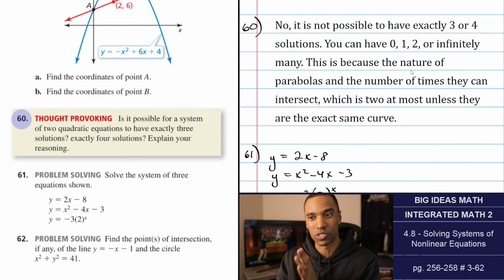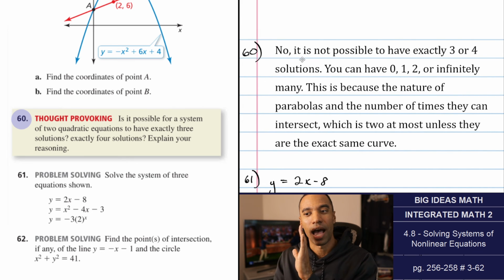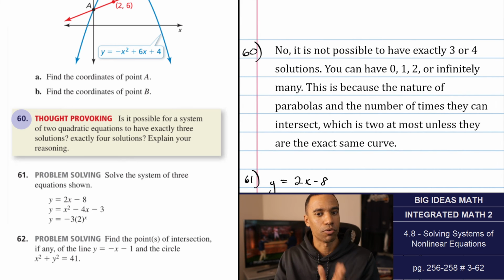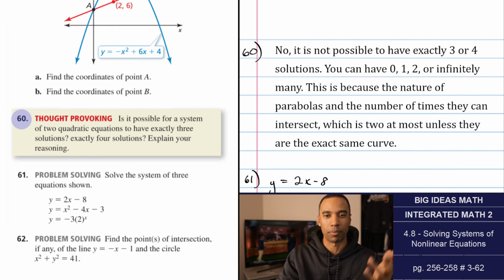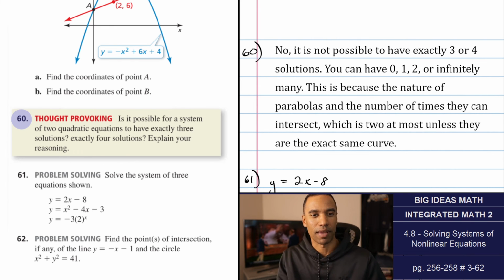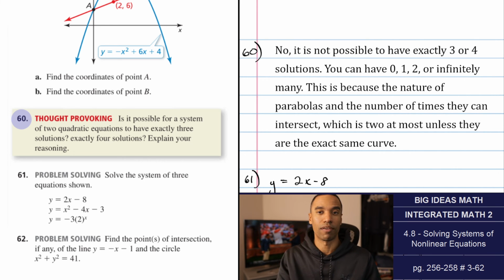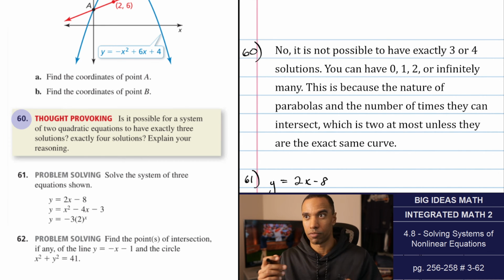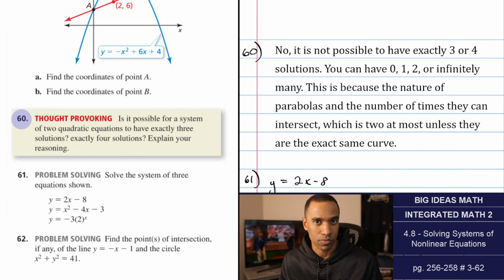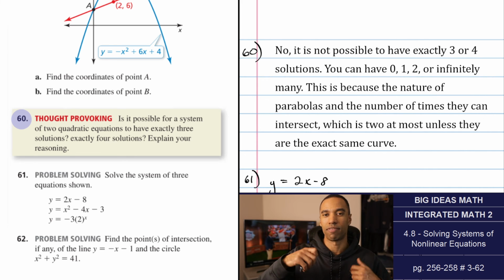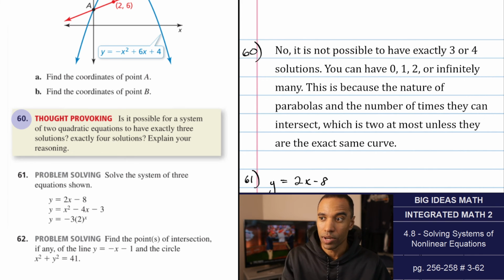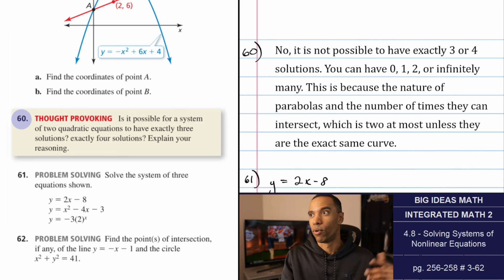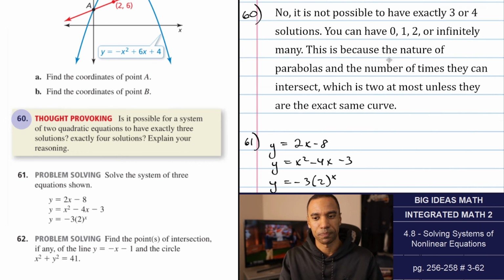So for those who are still sticking around, the troopers for these last problems, I was typing this out and speaking it out loud. Here was the question. I've got a system of 2 quadratic equations, a parabola and another parabola. Is it possible for them to have exactly 3 or 4 solutions? No, you can only have 0, 1, or 2. You can have infinitely many if it's the same curve, but otherwise 2 unique curves can only intersect as many as 2 times. That's just the nature of parabolas, where they curve, how they increase. If they were different degrees, yeah, they could intersect 4 times for certain things, but not for 2 parabolas, not for 2 quadratics.